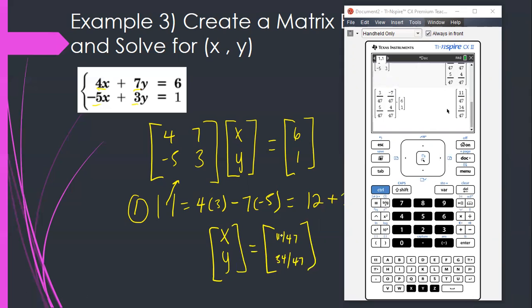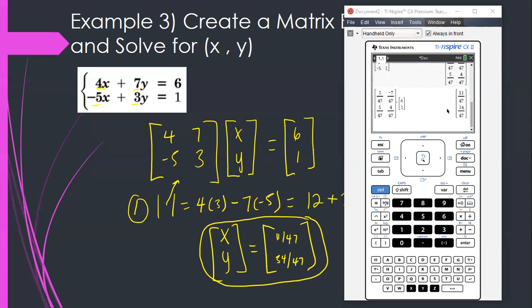What, 47? 11/47? Did you do it on your calculator, Gerardo? Okay. Okay, how do we feel? Okay. It all comes together.